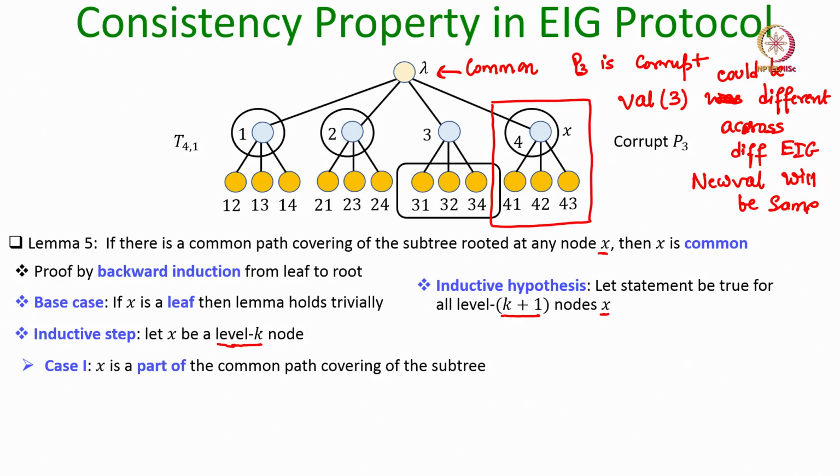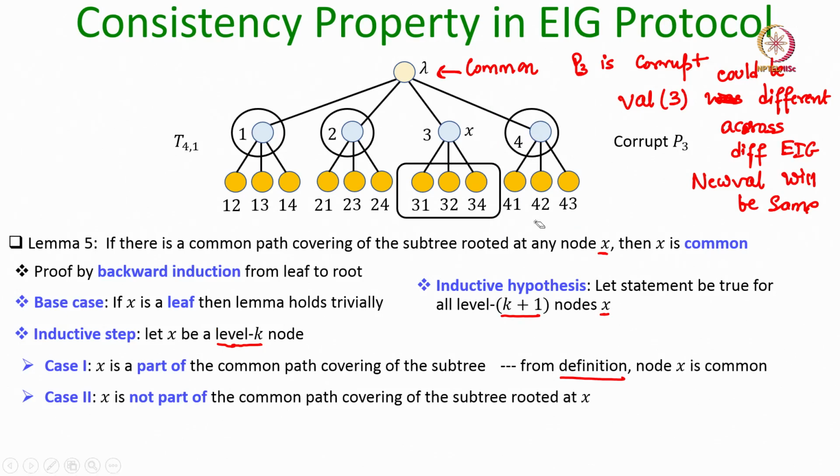Now, there could be two possibilities. The first possibility is that the node with label x itself is a part of the common path covering. See, when I say that there is a common path covering for the subtree rooted at x, then the node with label x may or may not be a part of that common path covering. So, one case could be that x is a part of that common path covering. If x is a part of that common path covering, that means the new val of x is common, that means it is the same across all the honest parties' EIG tree, that comes from the definition, and that proves the lemma for this category of x.